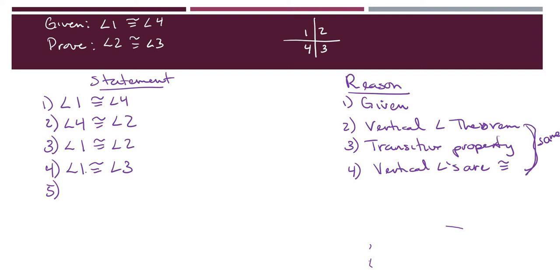All right, and then 5, I'm going to use the transitive property again. If 1 is congruent to 2 and 1 is also congruent to 3, then angle 2 must be congruent to angle 3, and that again is the transitive property. So I have given my proof using the vertical angle theorem and the other properties that we've already done.